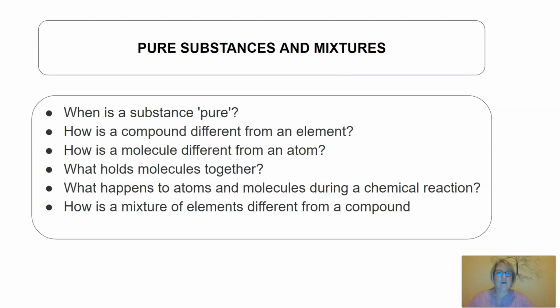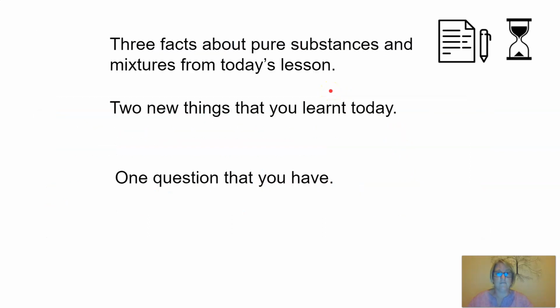So just to recap, the topic of our lesson was pure substances and mixtures. So hopefully now you know what it means when we say that a substance is pure. You are able to explain how a compound is different from an element. You're able to explain how a molecule is different from an atom. You understand what holds molecules together. You know what happens to atoms and molecules during a chemical reaction. And you know how a mixture of elements is different from a compound. So well done. I'm very impressed with how you paid attention during today's lesson.